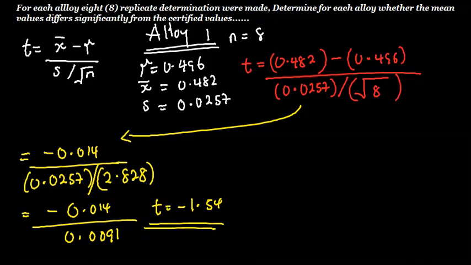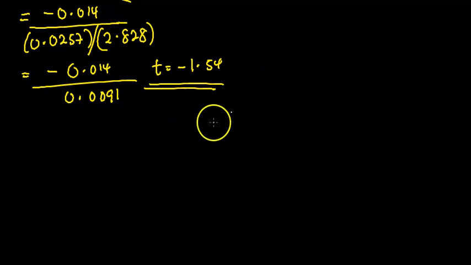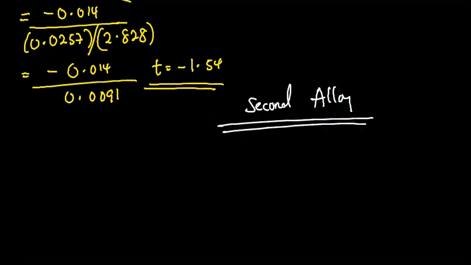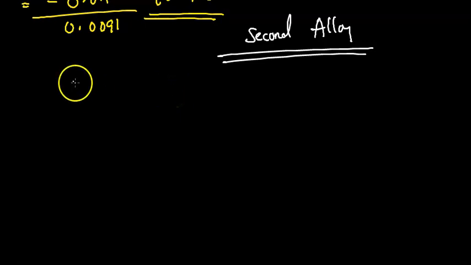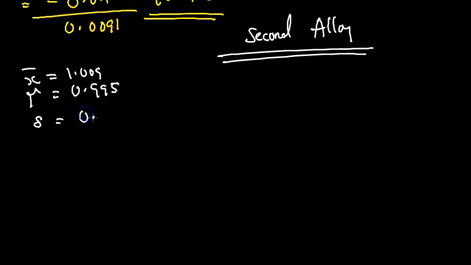What about the second alloy? We're still going to be using the same table, but here this is the second alloy. Our mean for the second alloy, using the table, is 1.009. Our mu, which is the certified value, is 0.995. What about our standard deviation? The standard deviation is 0.0248. The next thing we have is n, the number of replicates, which we said is 8.